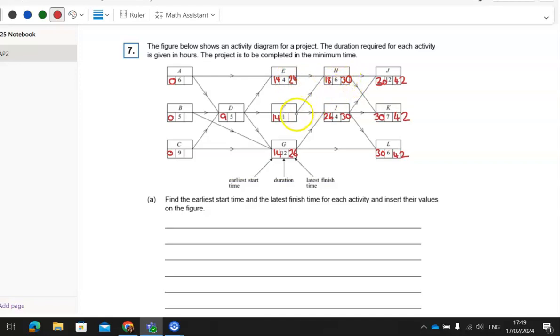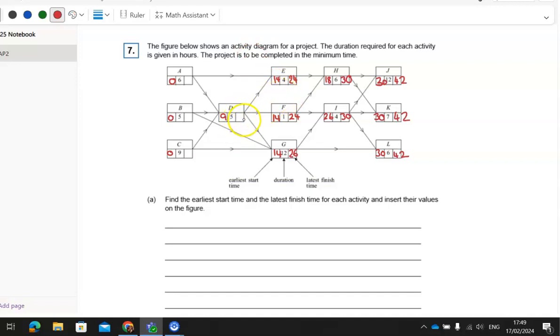Okay, same here. This one, F, also needs to be finished by 24. Otherwise, it's going to delay this one, because this one takes 6 minutes. So those two both have to be finished by 24. That one has to be finished by 26.